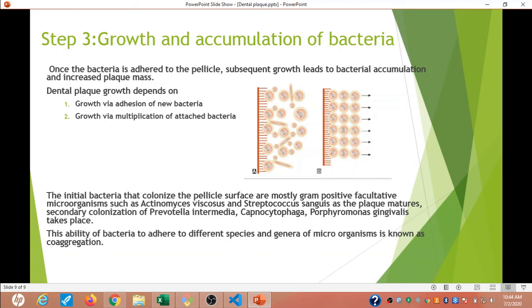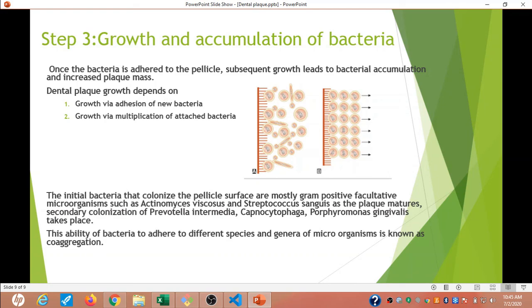The initial bacteria that colonize the pellicle surface are mostly gram-positive facultative microorganisms such as Actinomyces viscosus, Streptococcus sanguis. As the plaque matures, secondary colonization of Prevotella intermedia, Capnocytophaga, Porphyromonas gingivalis takes place. This ability of bacteria to adhere to different species and generations of microorganisms is known as co-aggregation.